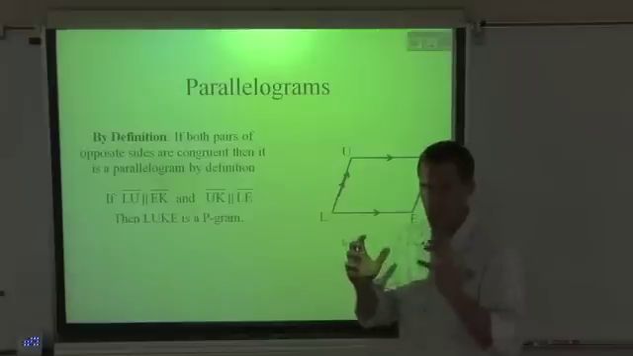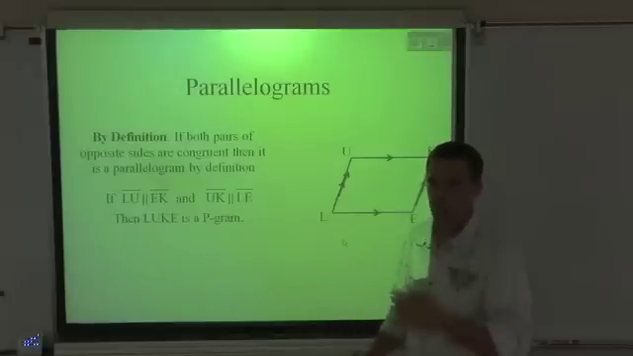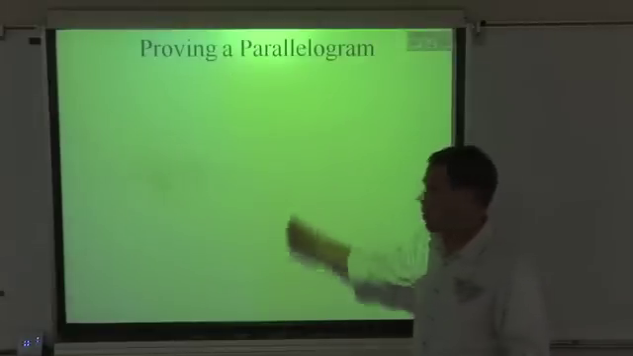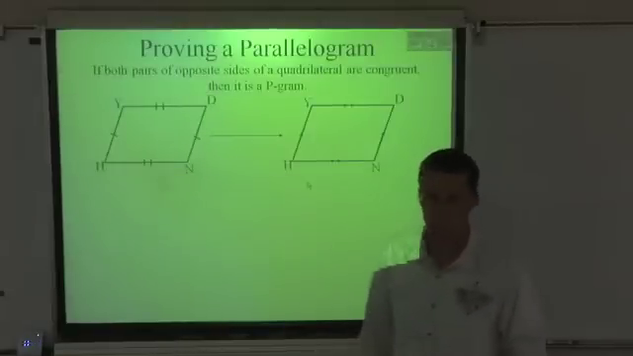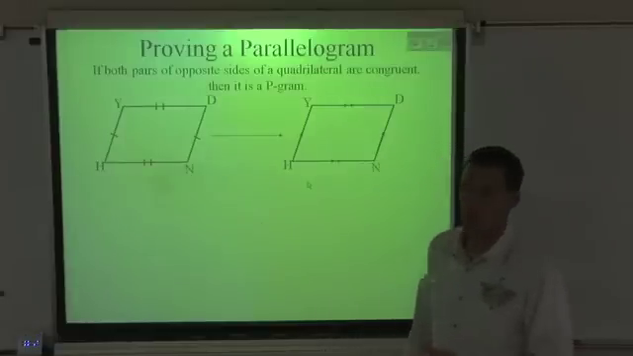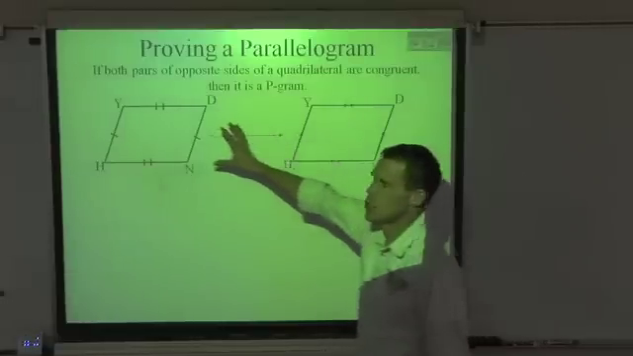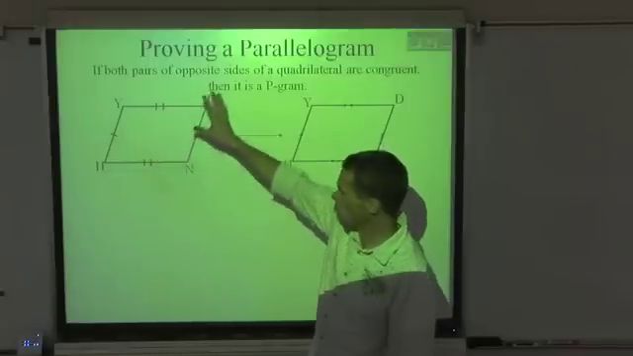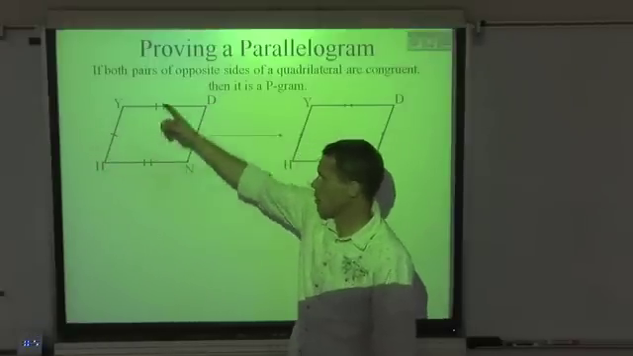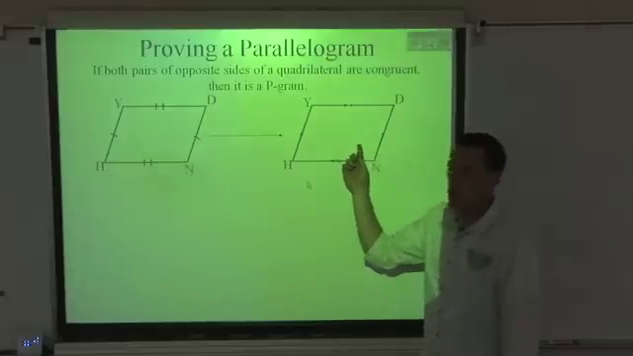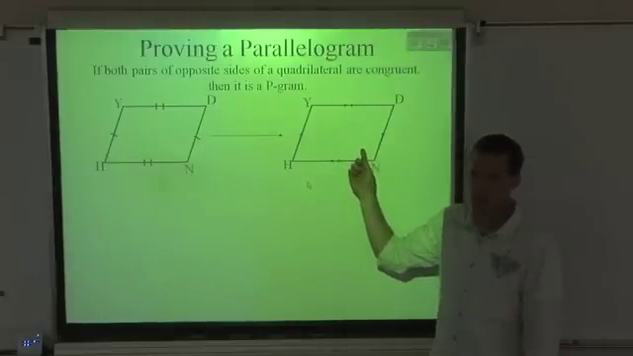So let's start taking a look at the properties and see if we can put together the other 4 ways to prove something is a parallelogram. So, number 1, if both pairs of opposite sides are congruent, then it's a parallelogram. So we start off with, this is just a quadrilateral. We have not been told that it's a parallelogram. What we've been told is that both pairs of opposite sides are congruent. Our conclusion is, we can say it's a parallelogram.